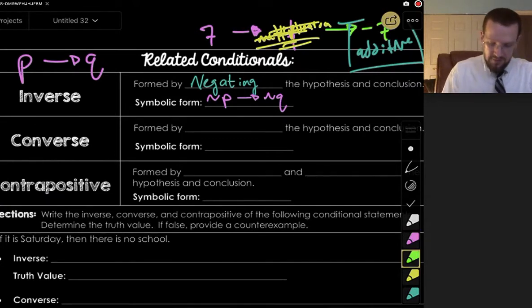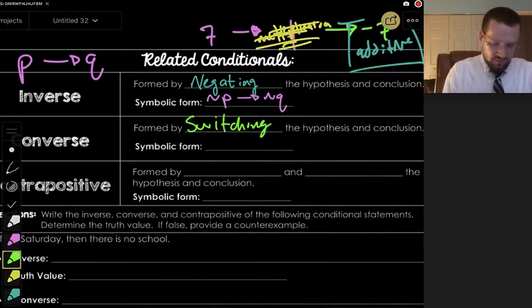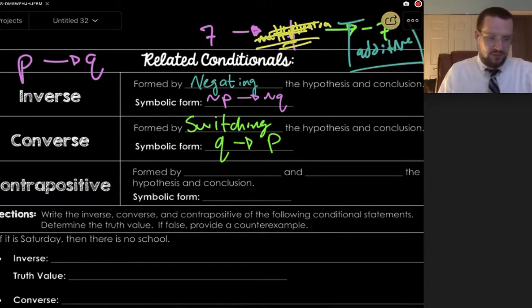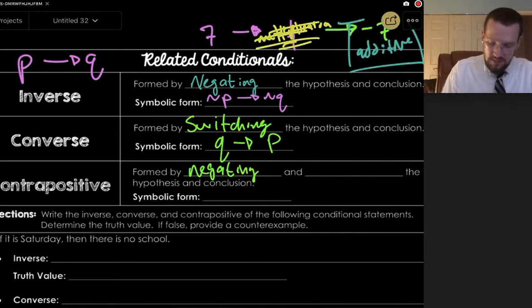Converse. The converse is formed by switching the hypothesis and the conclusion. We are going to just do a swap. If the conditional is if P then Q, then the converse would be if Q then P. All we're doing is giving them a swap. So this would be Q implies P. And then finally, the contrapositive is formed by negating and switching the hypothesis and the conclusion.